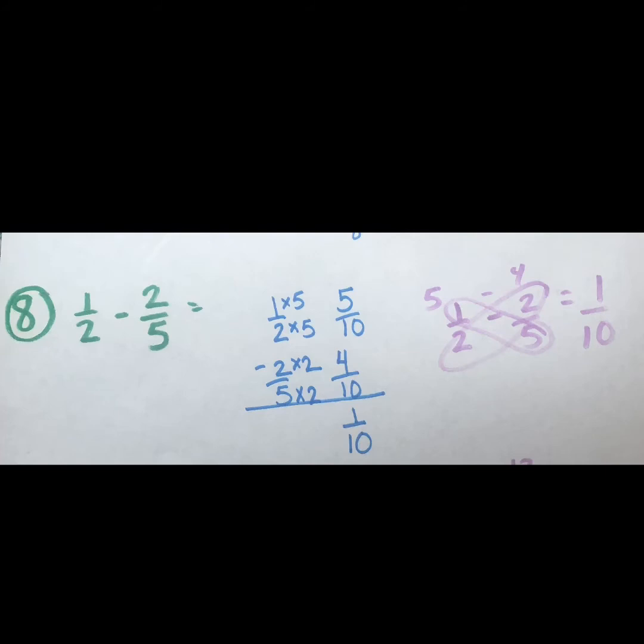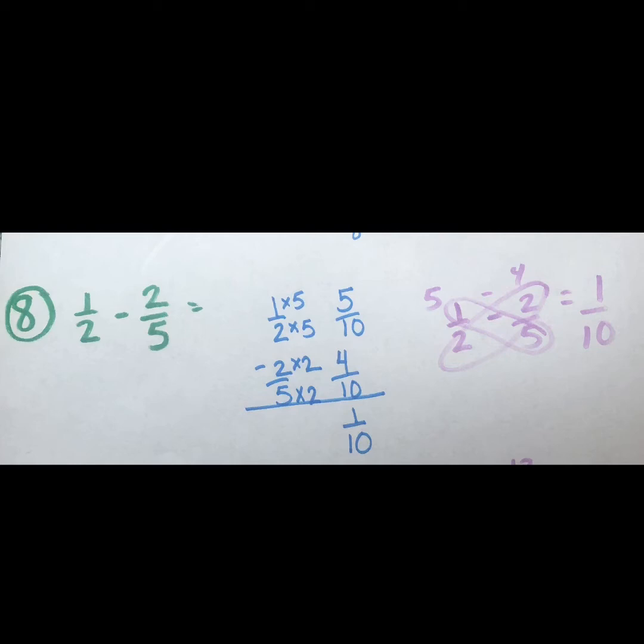Okay, number 8, you have 1/2 minus 2/5. They both go into 10. So 1/2 is equivalent to 5/10. 2/5 is equivalent to 4/10. Subtract equals 1/10. The other way, you have 5 times 1 is 5. When you cross multiply, 2 times 2 is 4. Subtract. 5 minus 4 is 1/10.